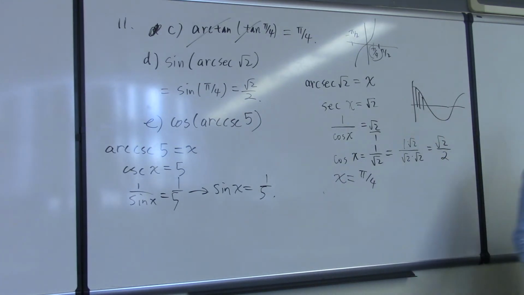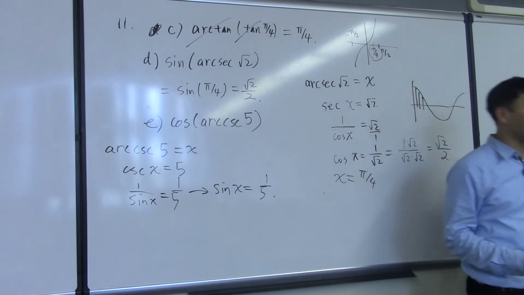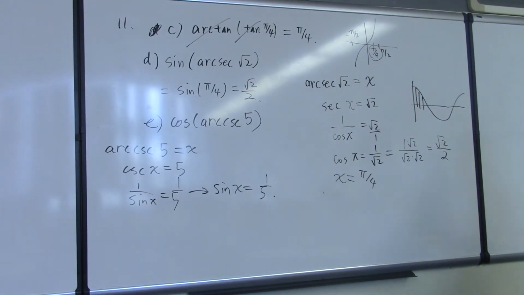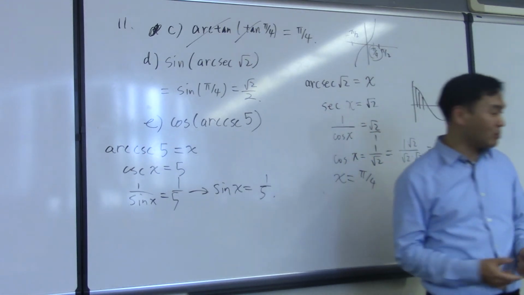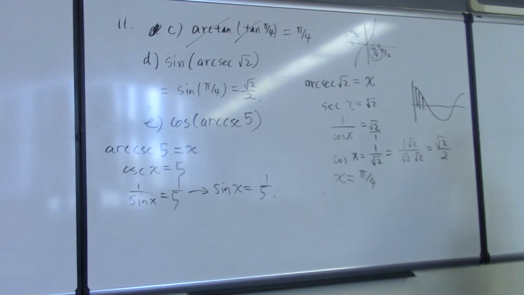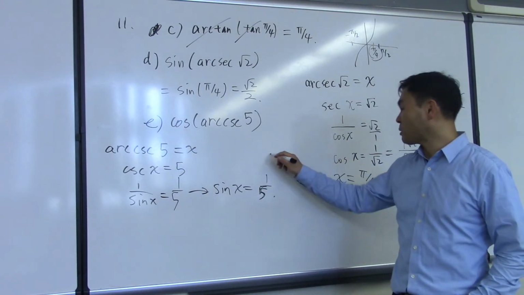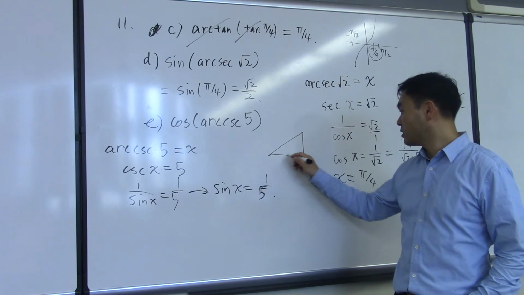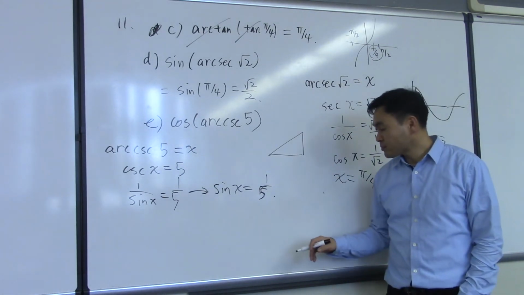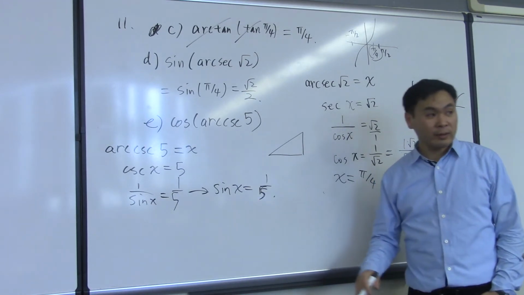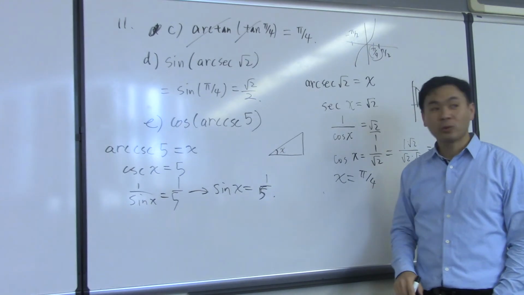But unfortunately, 1 over 5 is not of the form radical over 2. Those three special values, small, medium, large, this doesn't fit into any of them. So instead of coming up with the actual value, we have to represent this as a triangle, using SOHCAHTOA. Sine is what over what? So if I say this angle is x, where should I put the 5?